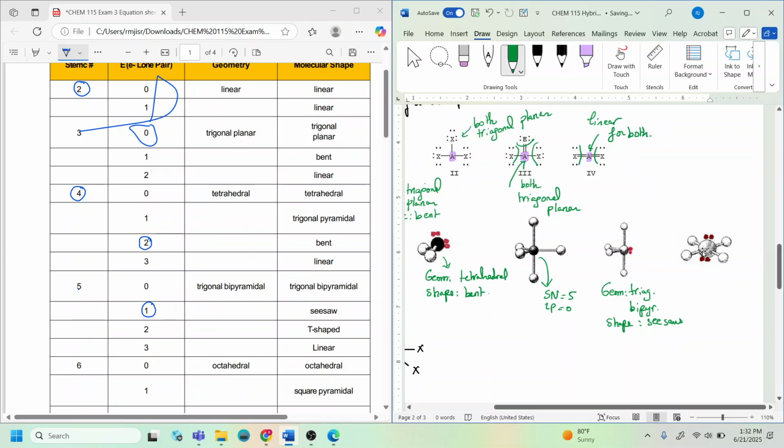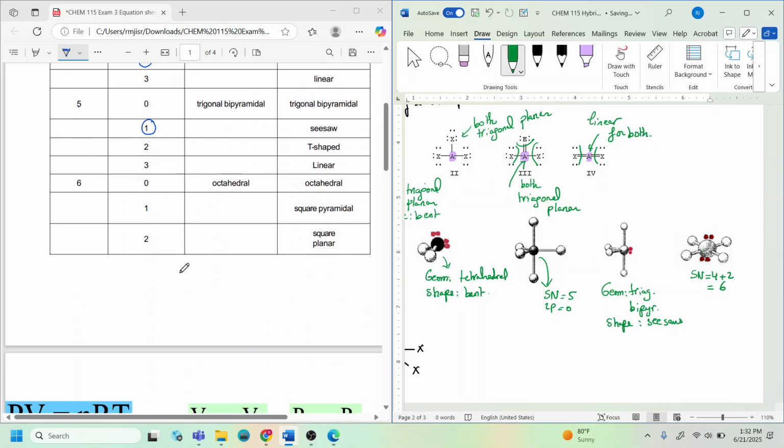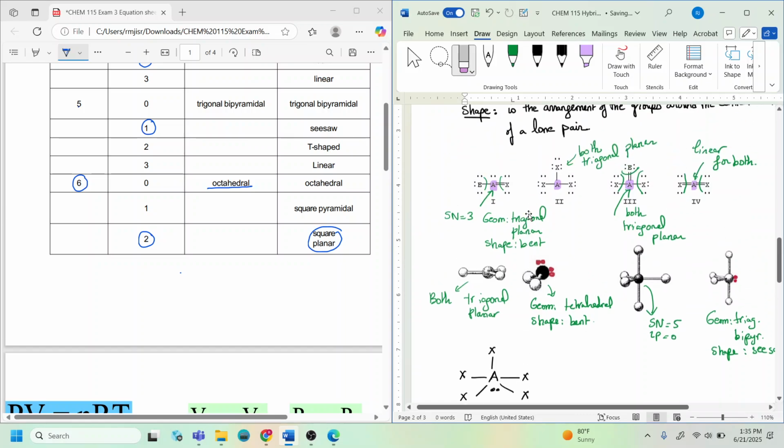For this one over here, my steric number is going to be equal to 4 plus 2, so it's going to be 6. So when I am looking at the VSEPR table, I am looking at steric number 6 and lone pair 2. So the geometry is going to be octahedral, and the shape now is going to be square planar. See, this is why it's drawn as a square planar.